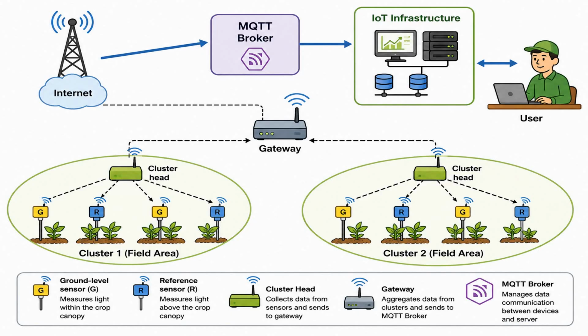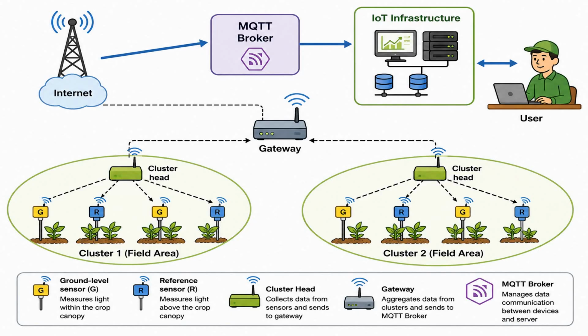Now by comparing the light measurements from the ground level and the reference sensors, the system can determine the density and growth condition of the crop canopy. Finally, the processed information is made available to the user through a computer or a mobile device, and the farmers and researchers can monitor the crop conditions remotely, track plant growth and make informed decisions regarding the irrigation, fertilization and the crop management.